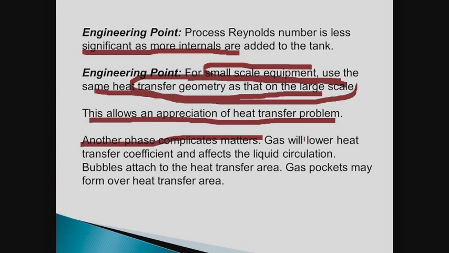Another phase always complicates things. Gas will lower the heat transfer coefficient, affect the liquid circulation. Bubbles can attach to the heat transfer area, and gas pockets may form over the heat area. You can have what they call vapor lock, where basically it's heated so much that you've boiled the liquid and there's a vapor lock around the heating element or around the element that's taking out the heat.